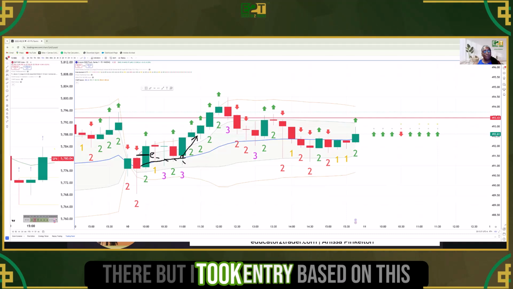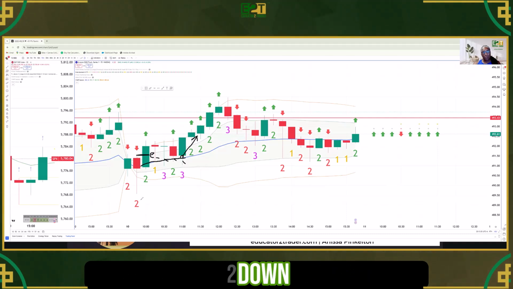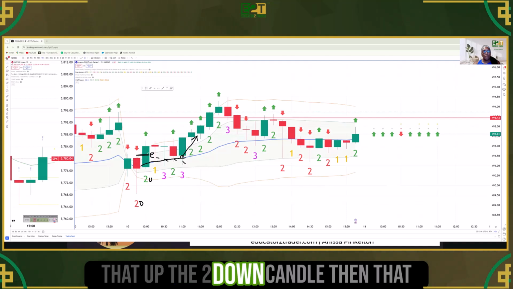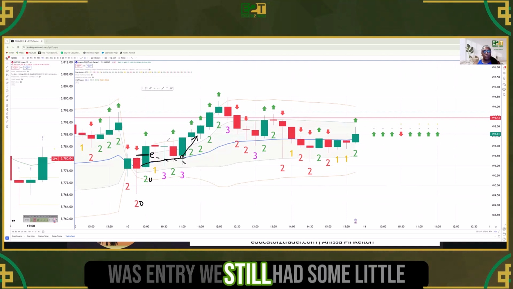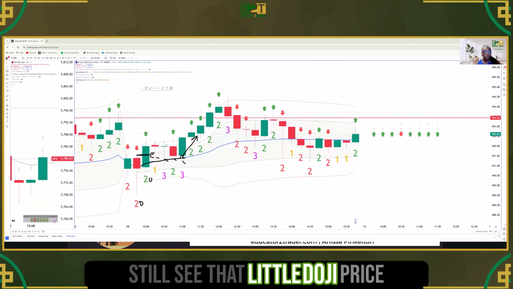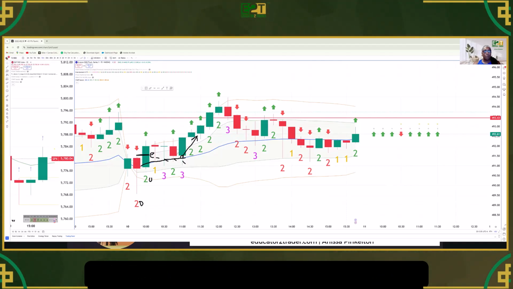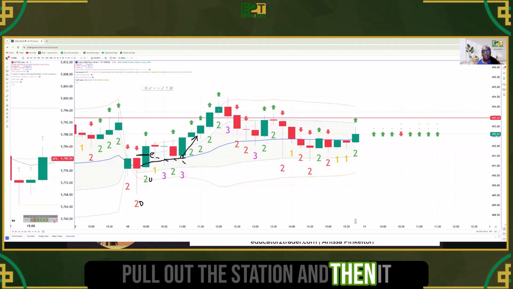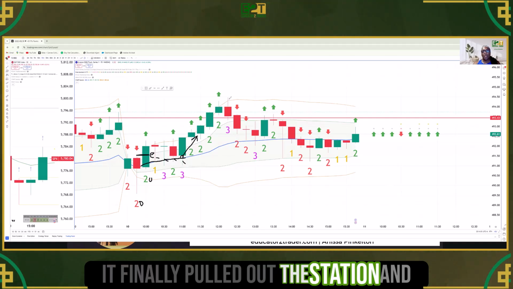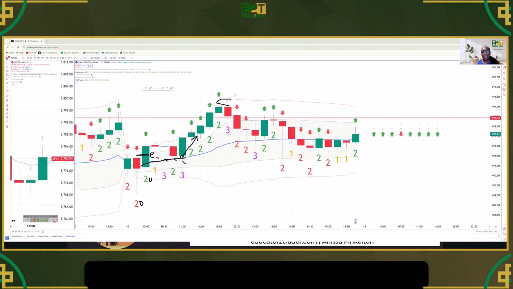But I took entry based on this 2 down, 2 up candle. Once it crossed over the top of the 2 down candle, then that was entry. We still had some little consolidation. Even though this is a 3 candle, you see that little doji? Price couldn't pull out of the station. And then it finally did pull out of the station, and then I exited up here.